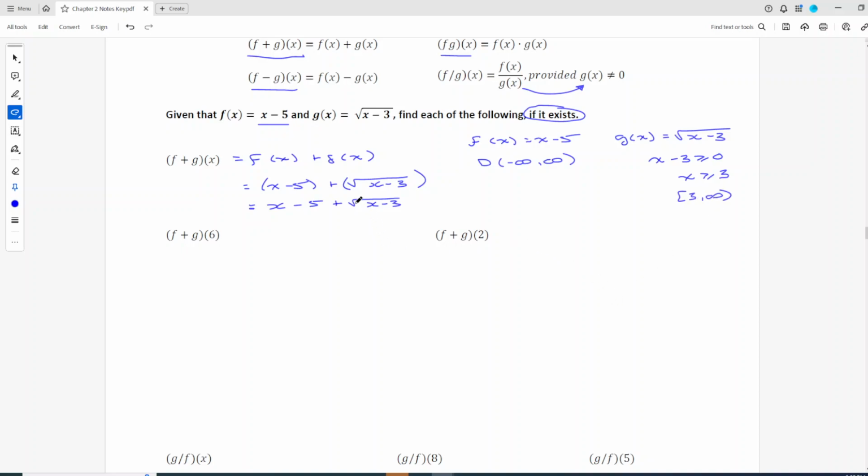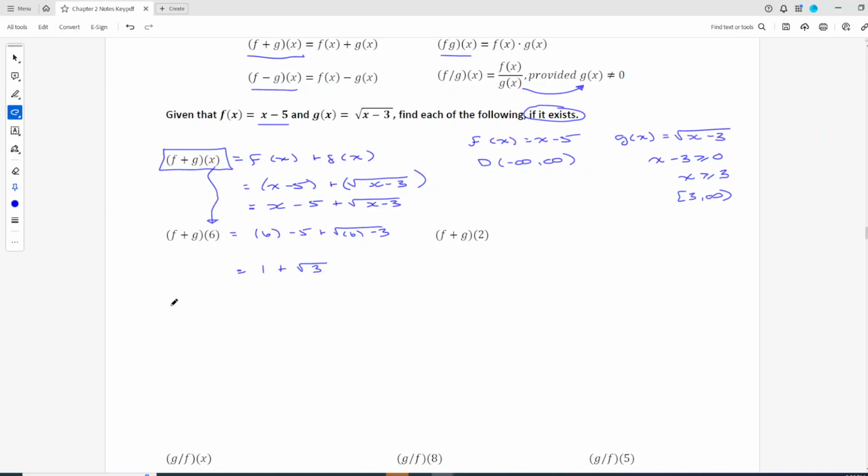So if they were to ask you to find f plus g at 6, sometimes you find this combined function first, sometimes you don't. But what they want you to do is plug in x is 6. Now, like I said, you can plug it into this new combined function. So if we have x minus 5 plus the square root of x minus 3, we could plug in x is 6 everywhere there's an x. And what would we get? Well, we've got 6 minus 5 is 1 plus the square root of 3. And that's as far as we could go. That would be f plus g at 6.